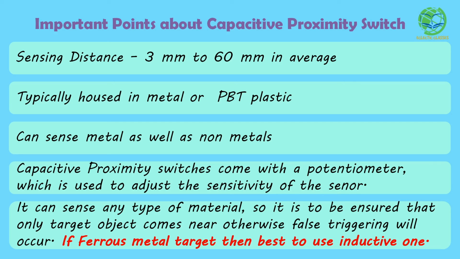As a capacitive proximity sensor can sense any type of material, while in use it must be ensured that only the target object comes near the sensing surface. Every other material is away from the sensor all the time, otherwise false triggering will occur. And this is the reason that if our target is a ferrous metal, it is better to use an inductive proximity switch.